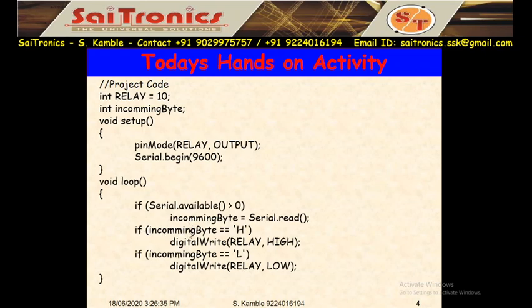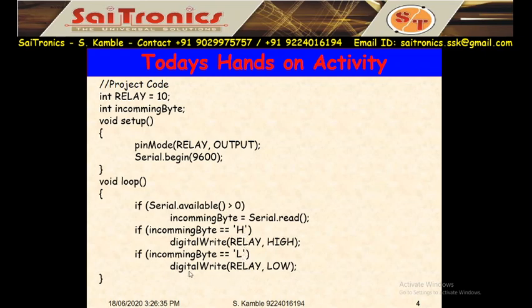Then compare it. For comparison we use double equal. If incomingByte equals H, then the relay turns on, digitalWrite relay HIGH. If incomingByte equals L, then digitalWrite relay LOW. So using these six instructions, repeatedly executed, we can control the relay action. If it is H, relay on. If it is L, relay off. If it is neither H nor L, don't do anything.